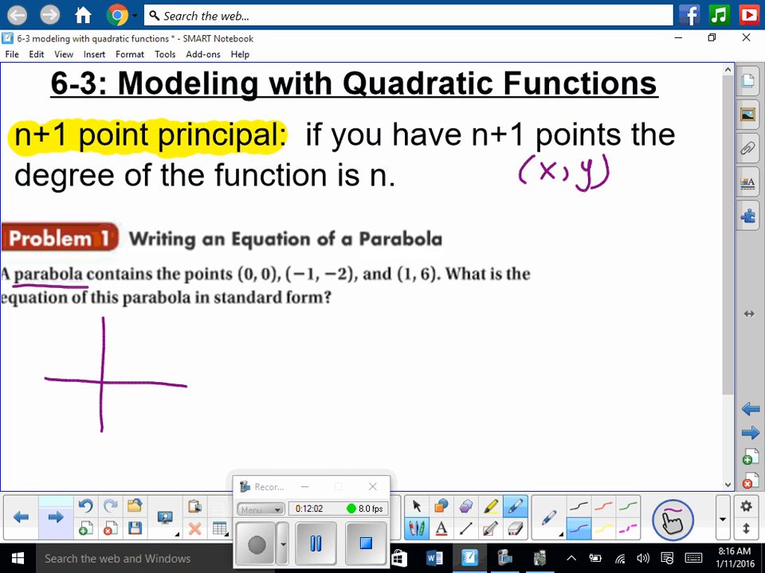So if you think about it, we have an XY chart here. You don't need to do this part, just look with me. We have our point 0, 0, we have -1, -2, and we have over 1 up 6. So we have this quadratic looking something like this. It's coming out this way, right? We don't know for sure if it's going to continue down. We don't know if this is the lowest point or highest point, right? It could keep going down, but most likely it comes back up. Does that make sense, everybody?